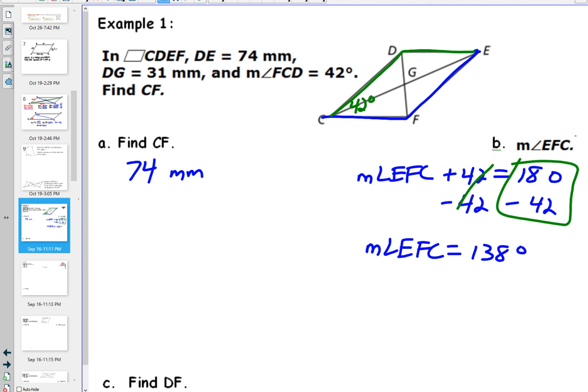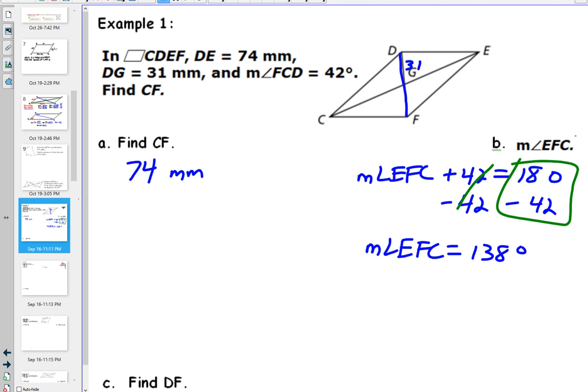Now we go to DF. What is DF? Hopefully I don't have to give you a hint this time. That is a diagonal. All we know about the diagonals of a parallelogram, remember, they're not congruent with each other, but they do bisect each other. So DG would be exactly half of DF, GF would be exactly half of it. If they give me any information about the other diagonal, that will not help me find the diagonal that I'm looking for. So I'm really hoping they give me something, and they told me that DG is 31.